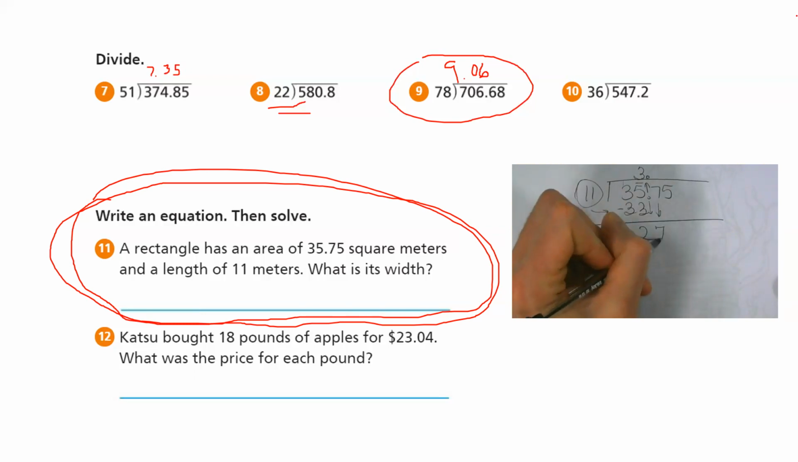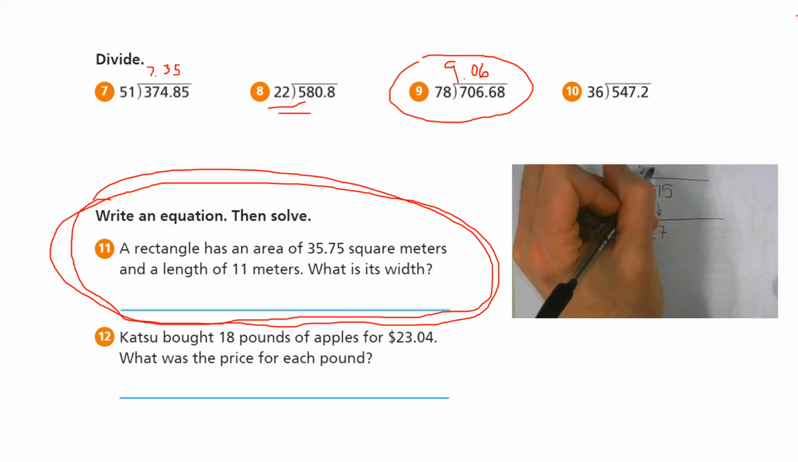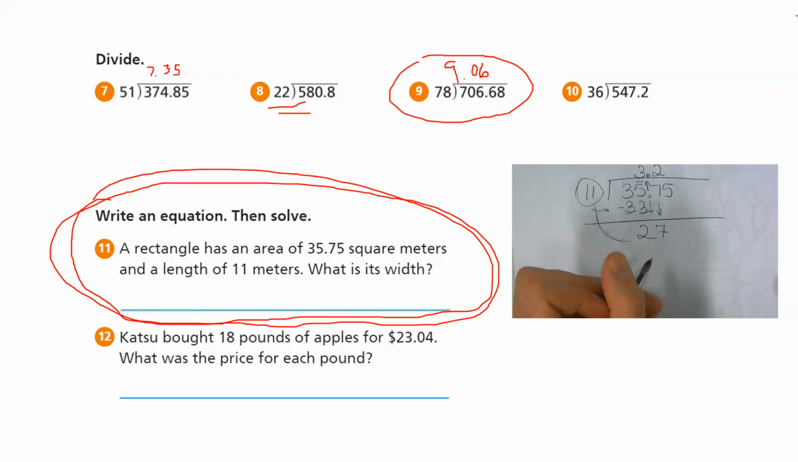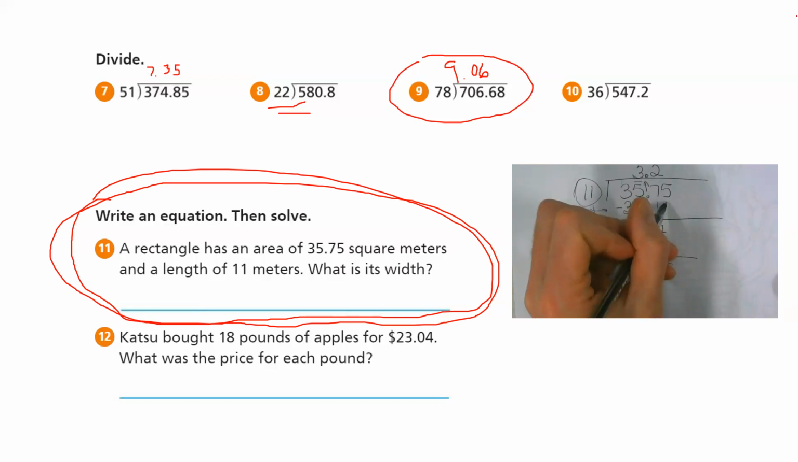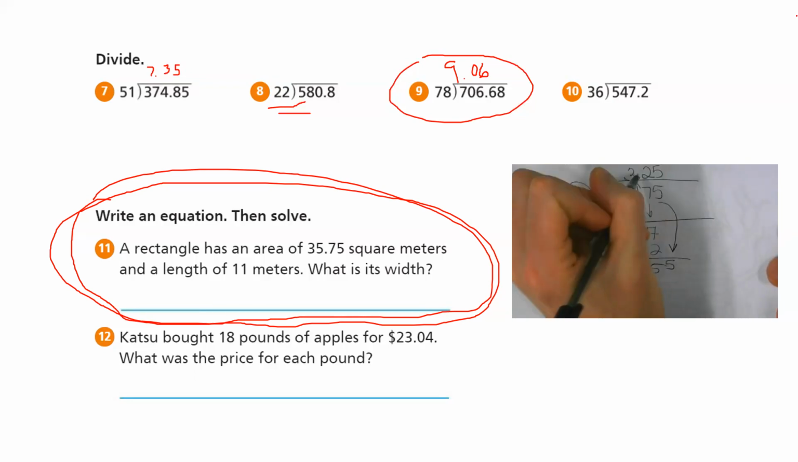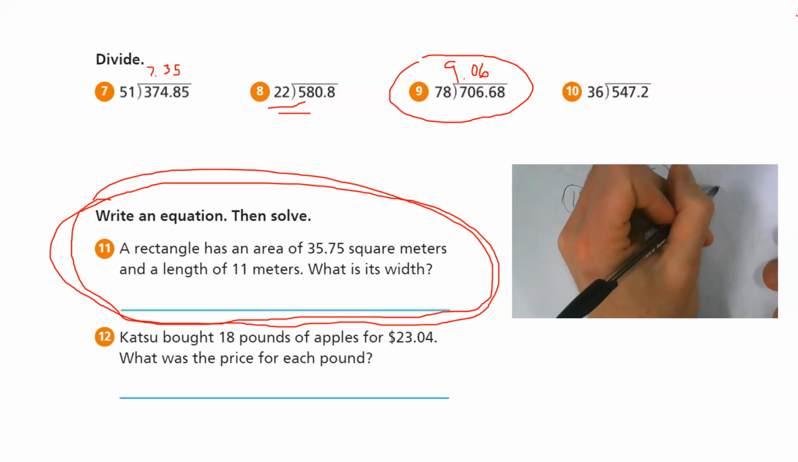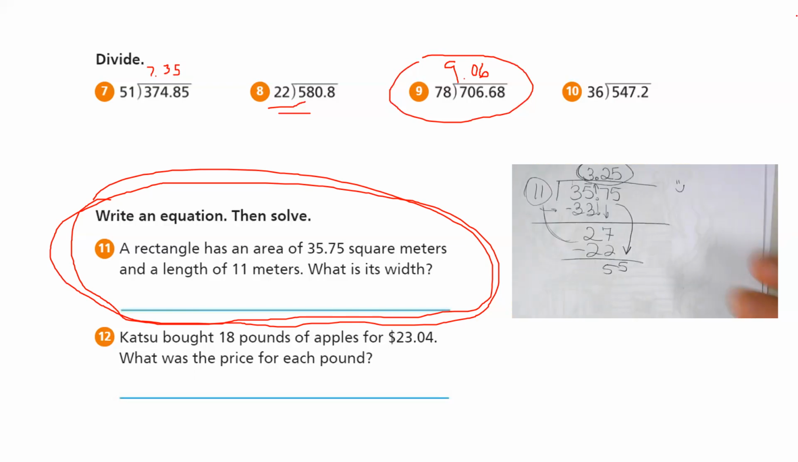Now you can bring down the 7, 11, 22. You cannot pull out 3. You can pull out 2. What's left over? 5 left over. Bring down the next digit. How many 11s are in 55? Well, 11, 22, 33, 44, 55. 5. Exactly. So 3.25.